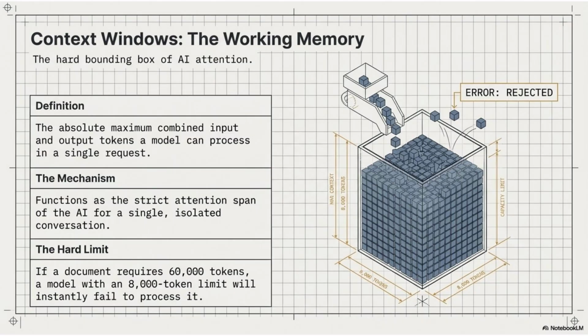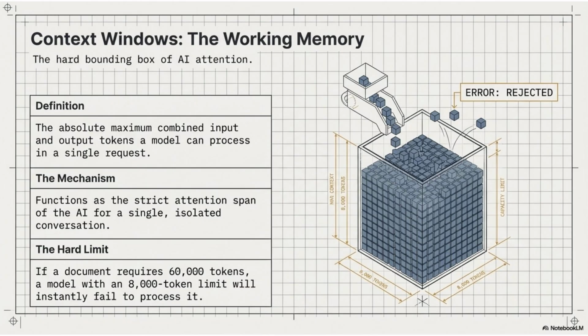This brings us to context windows. Think of this as the model's working memory, or its attention span for a single conversation. The definition is straightforward. It's the absolute maximum combined input and output tokens a model can process in a single request. It functions as the strict attention span of the AI for a single, isolated conversation.